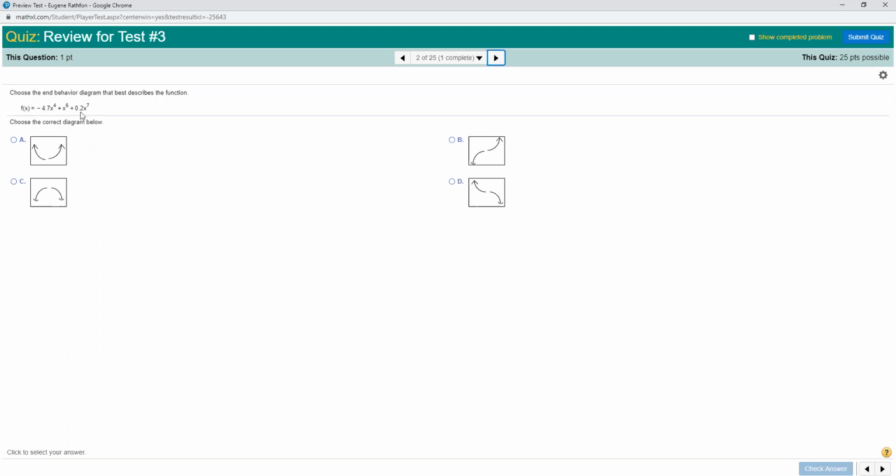The 0.2 is the lead coefficient since it's in front of the variable with the highest exponent. And that 0.2 is positive. So when we had an odd degree and a positive lead coefficient, it should go uphill left to right, which would be B. All right, then we would move on.